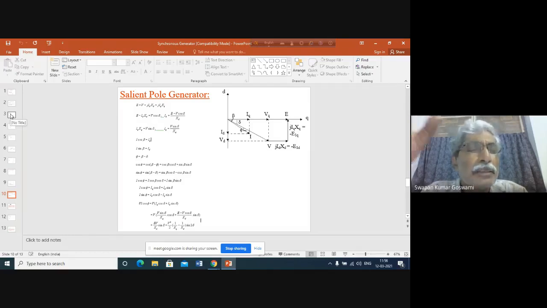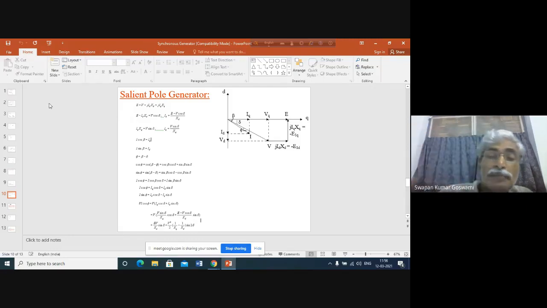What is the implication of dP/dδ? The implication is how the active power will vary for a small variation in delta. That is reflected by this value, EB by X cosine delta. That's why it is called the synchronizing power coefficient, or sometimes the stiffness of the machine.